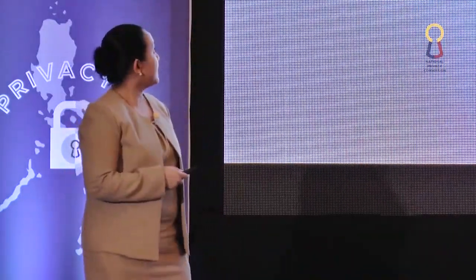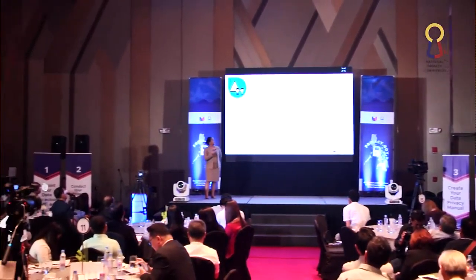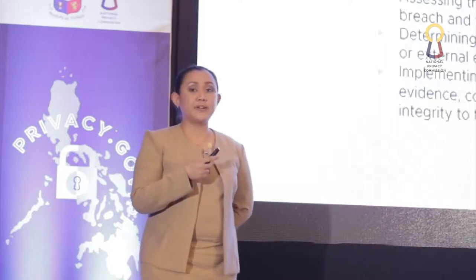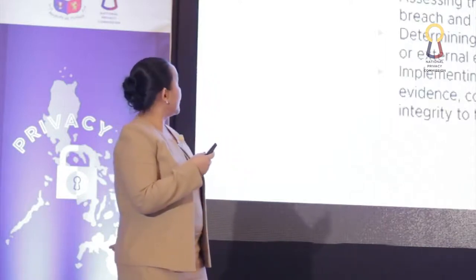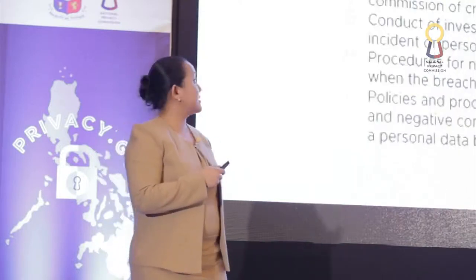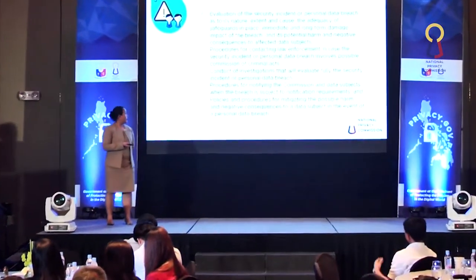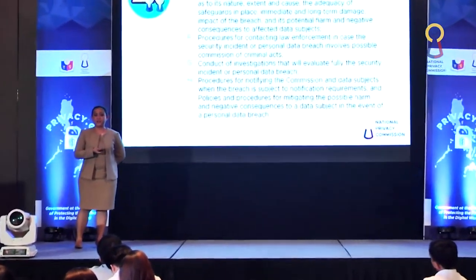The incident response policy and procedure is mainly for the guidance of the data breach response team. So it may include certain safeguards or measures such as a procedure for the discovery of security incidents, clear reporting lines in case of a breach, the conduct of preliminary assessments, evaluation of incidents and breaches, procedures for contacting law enforcement in case the breach or the incident involves the commission of a crime, or procedures for notifying the Commission and the data subjects when the breach is subject to notification requirements.